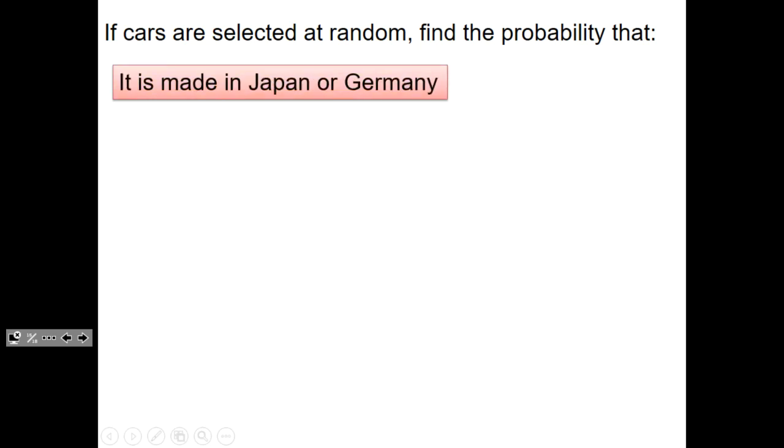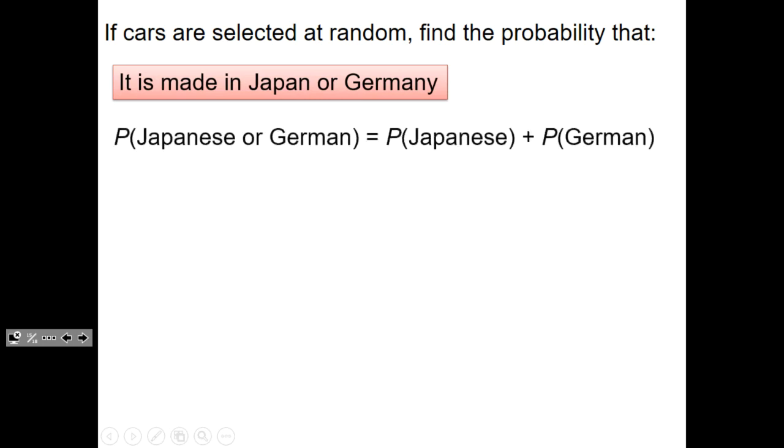Well, let's see this. What's the probability a car is made in Japan or it's made in Germany? Well, that's the probability it's Japanese or German. Those are disjoint. You can't have a car that's Japanese and German. It was one or the other. These are disjoint, so I can just add them up. Probability of being Japanese plus probability of being German. That's 0.3 plus 0.1 is 0.4. Probabilities, we're usually going to do these just as a decimal.